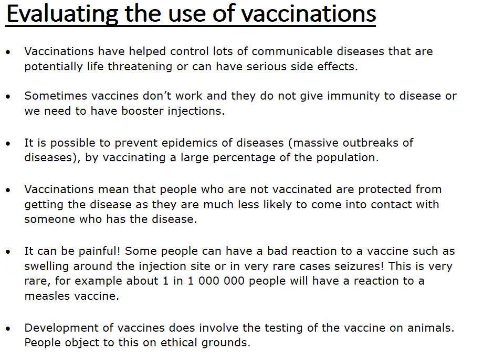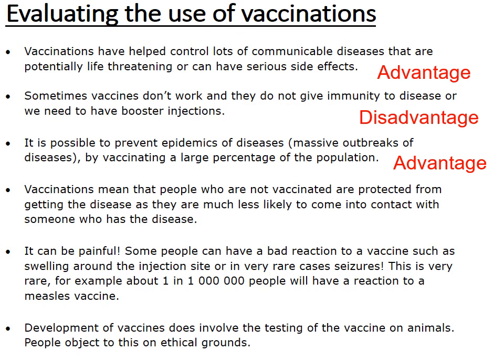First one, vaccinations help control lots of communicable diseases that are potentially life-threatening or have serious side effects. Of course, that's an advantage. The idea that vaccines don't work or that you need boosters, that's obviously a disadvantage. Preventing epidemics by vaccinating a large portion of the population is an advantage. Protecting those that cannot be vaccinated is an advantage.